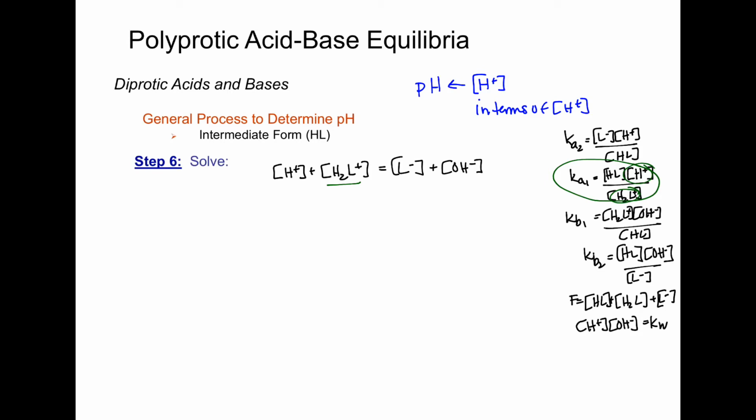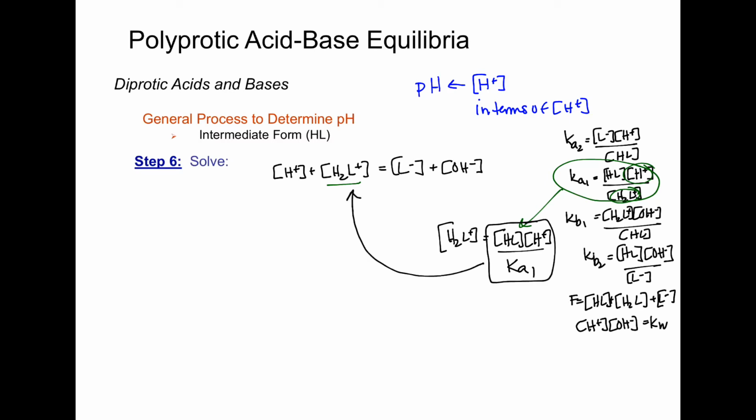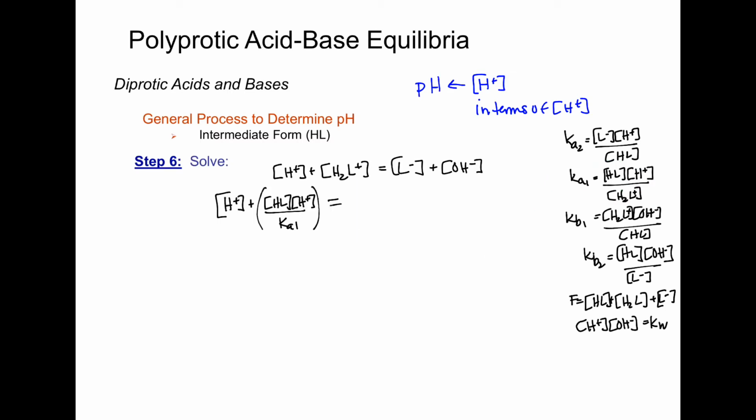So I'm going to rearrange this equation so that H2L is equal to HL times the hydrogen ion concentration, and then Ka1 would be on the bottom. So I just algebraically rearranged it there, and then I can put this in for H2L. So I've written that substitution in here. This is my H2L from right there.